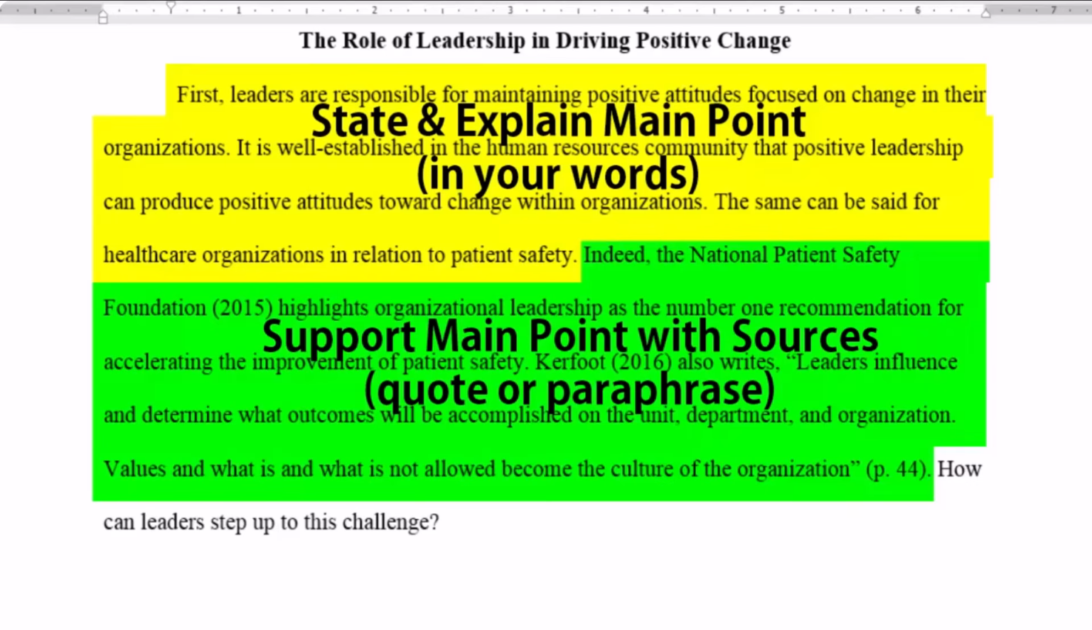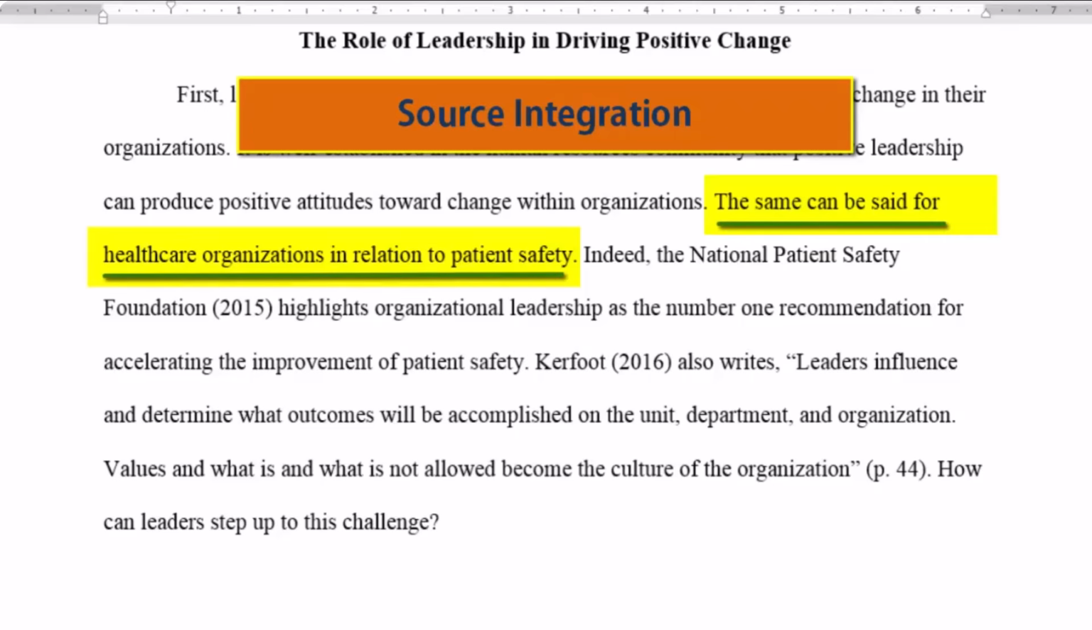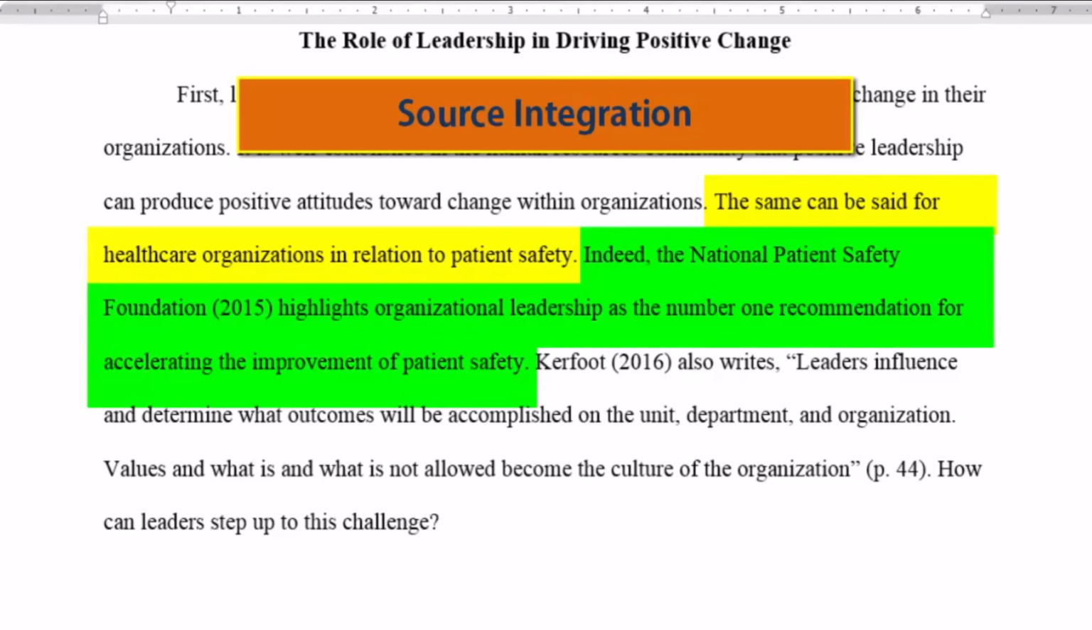Now let's take a closer look at how Marcellus uses sources in this paragraph. First, note that the sources don't just fall out of the sky and land in the paragraph. Marcellus writes a sentence that leads up to the source. For example, when Marcellus writes, "The same can be said for healthcare organizations in relation to patient safety," he is preparing the reader for the next sentence.